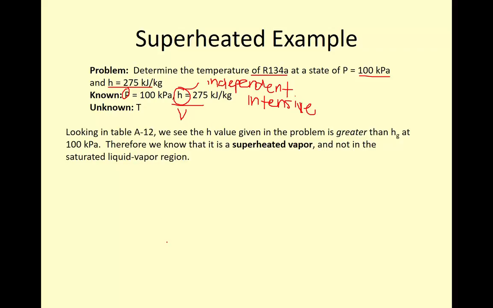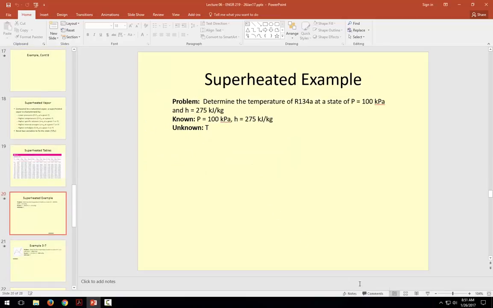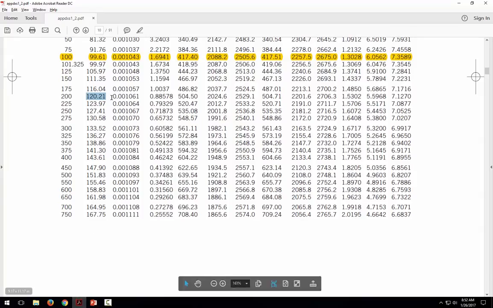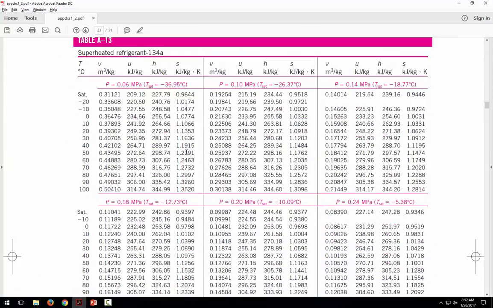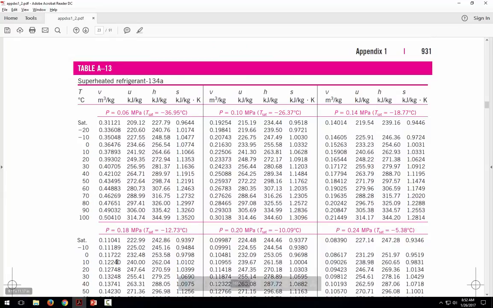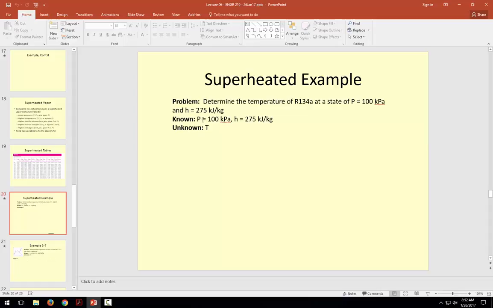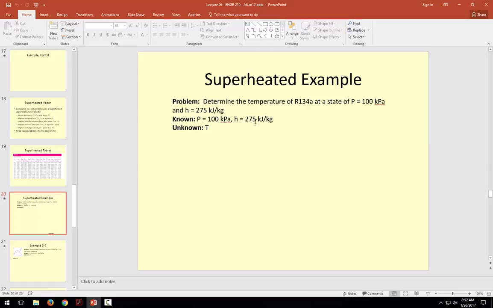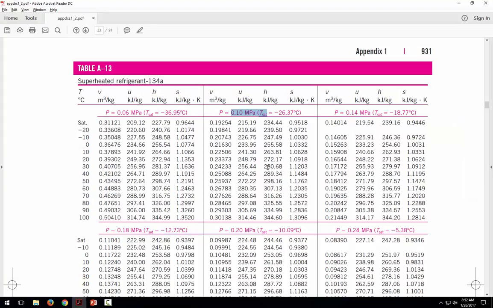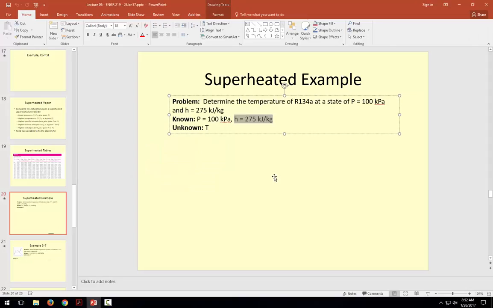So let's again look in the tables in the back of the book. We can look at table A12 for our R134A. Oh, not A12. Sorry, it's going to be superheated, so it'll be A13. Our pressure was 100 kilopascals, so 0.1 megapascals, and our enthalpy is 275. So if we look on this table, we actually find that we're in between two columns for enthalpies. 272 and 280, we're in between those two.